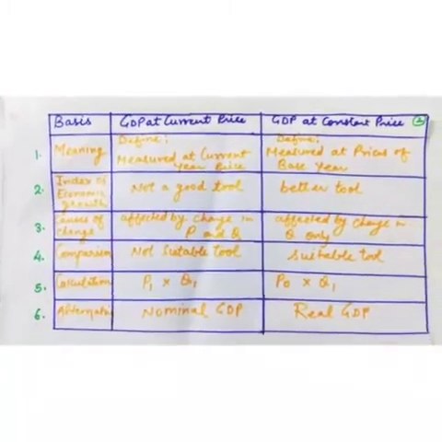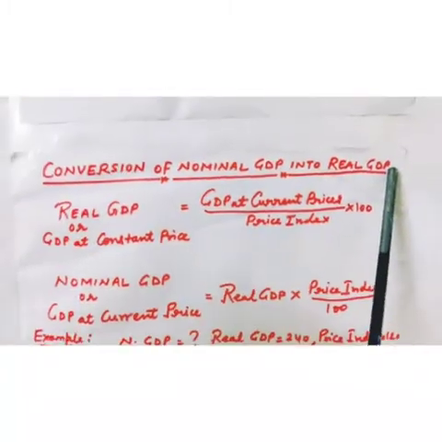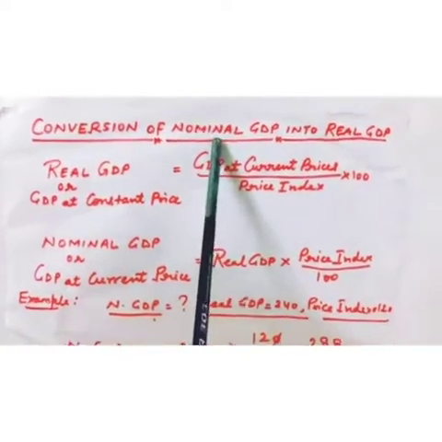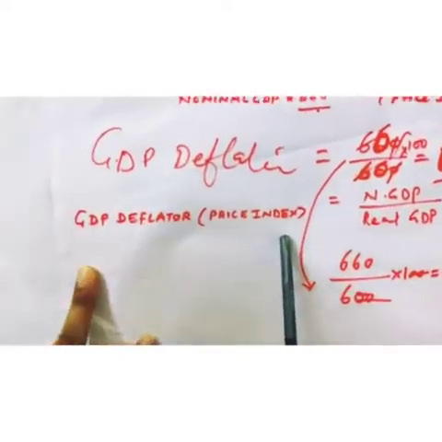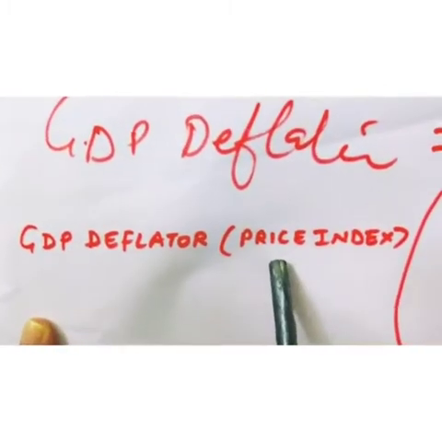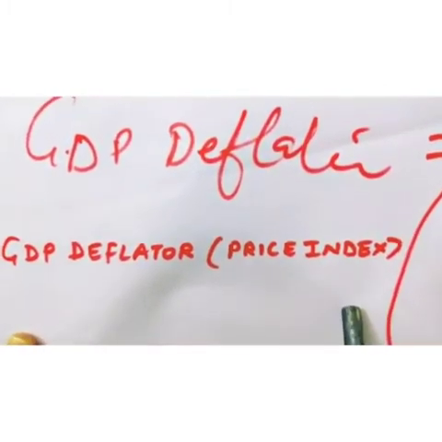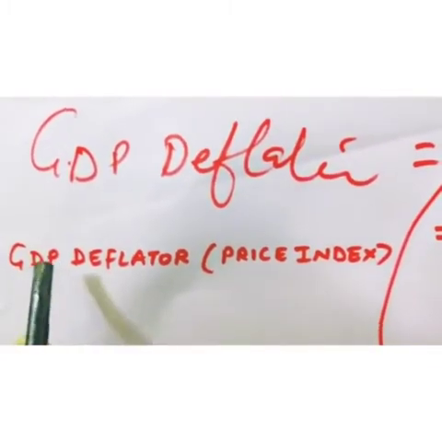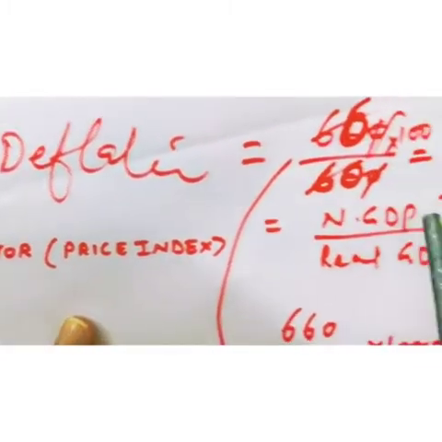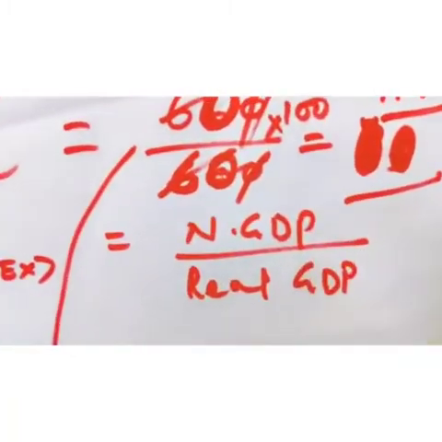Now come to conversion of nominal GDP into real GDP. Before proceeding to this topic, we have to go to GDP deflator, that is also known as price index. But we cannot compare price index with the consumer price index. Now GDP deflator is nominal GDP upon real GDP into 100.